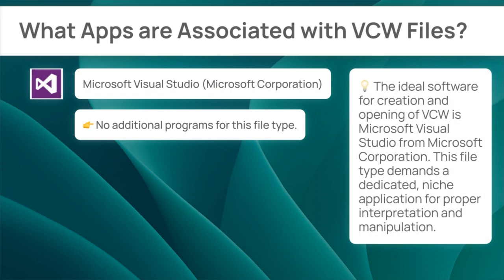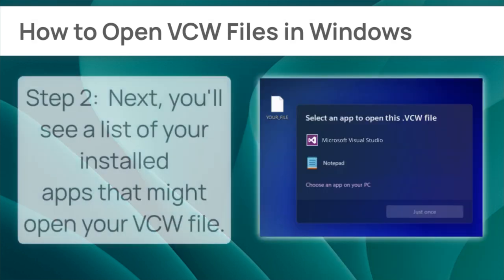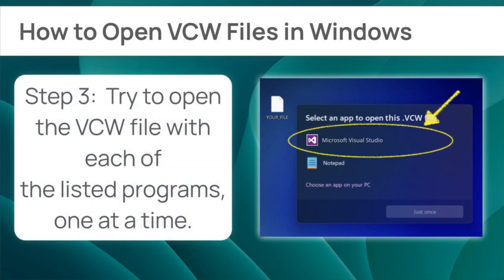Windows can sometimes show configuration files as text, but editing them requires caution. Time to see which installed program links the file. Right-click the VCW file and select Open With. Test Microsoft Visual Studio if you see it. If it is missing, select any other program and keep checking until the file opens.